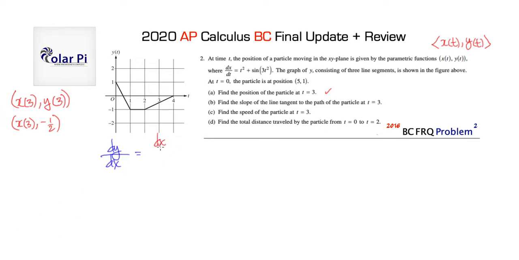But notice, dy/dx should be, no, sorry, it would be dy/dt divided by dx/dt. And we want to evaluate this at t equals 3, so we can individually evaluate the numerator and the denominator at t equals 3.